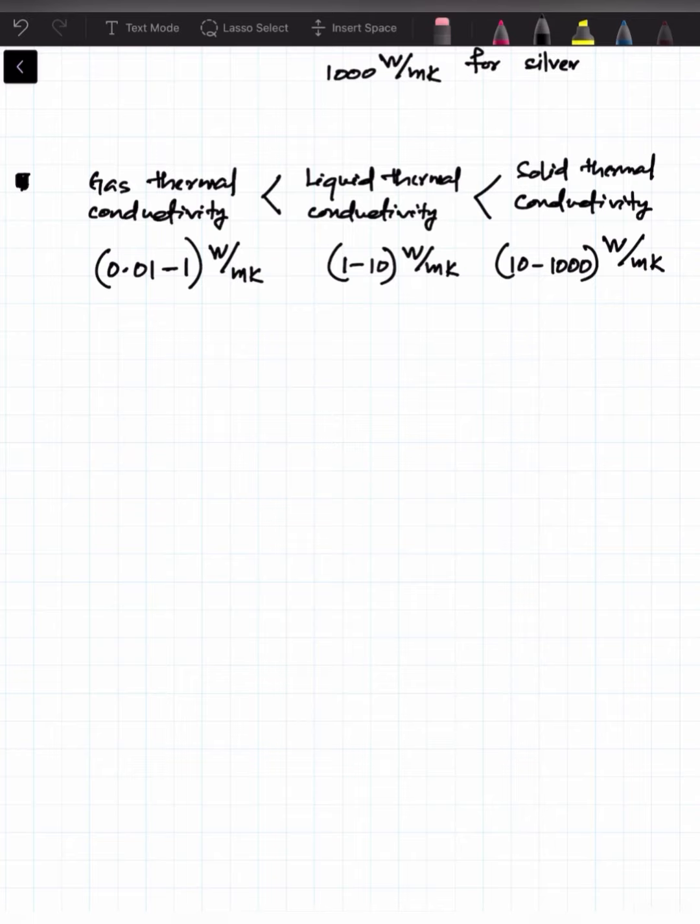These values have very significant molecular implications. If you want to know more about that, you can let me know. I will record a lecture on that.